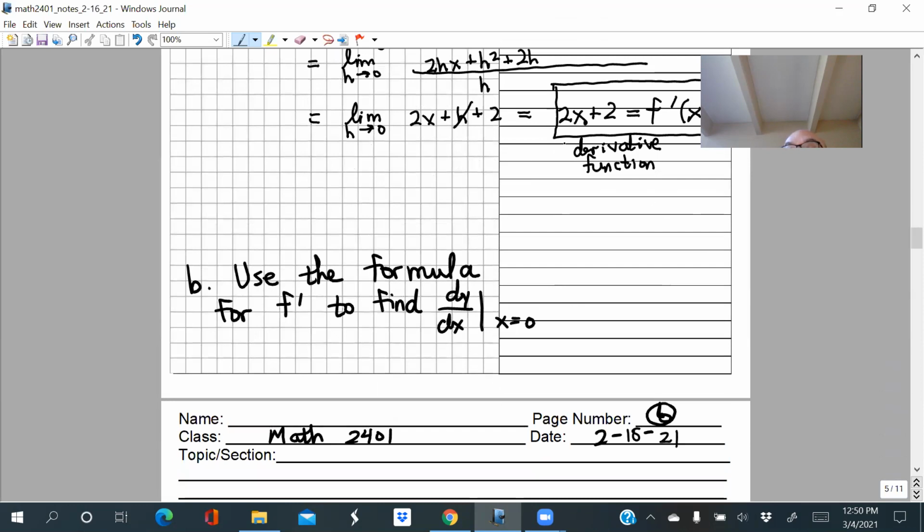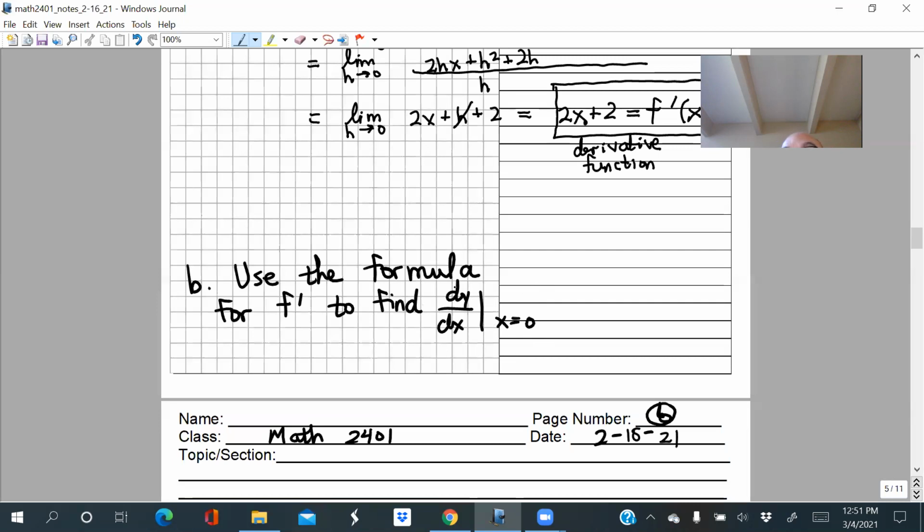So there's that formula, 2x plus 2. So here's the first question. Use the formula that you just found for the derivative function to find this derivative. Oh, so I'm using this new notation now. So what is this? This is the derivative at where? I'm just pointing to it. So say it to me there. Yeah, 0, right? Okay. So I'm mixing notations here.